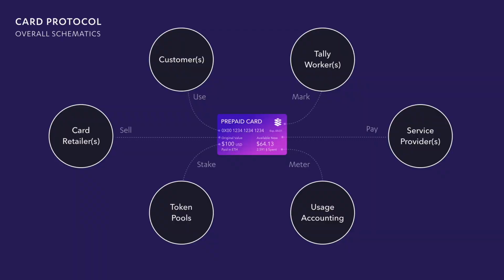So let's start with what cryptocurrency people understand as a token ecosystem. The simplest way to use a token is to essentially interact with a smart contract. So in this case, we have 2 different types of smart contract on-chain. The token pool and the accounting are both on-chain. It could be layer 1, layer 2, but they are essentially blockchain technology. The other players, the retailer, the customer, the tally worker, and the service provider, are basically running UI or APIs or systems and services in the cloud.